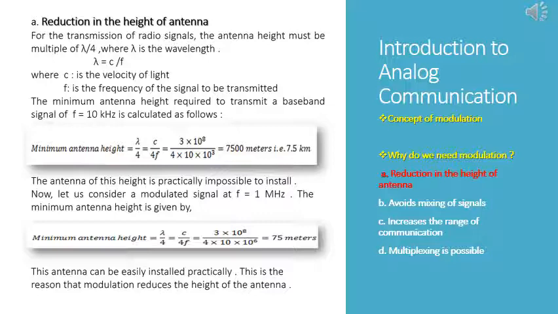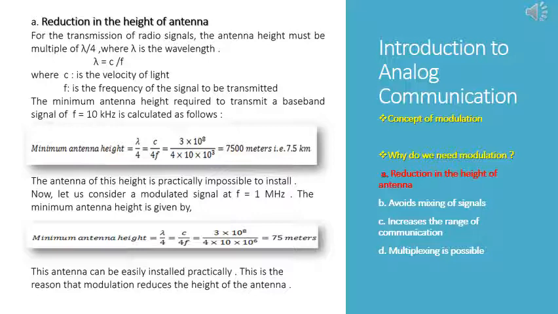Even nowadays in a mobile there are several antennas built in, of such narrow size that we can't even see them; multiple antennas are put together. So the size of the antenna is very important. For any radio signal, we know that the antenna height must be a multiple of lambda by 4, or simply lambda by 4, where lambda is the wavelength. Lambda is equal to c by f as per the formula, where c is the velocity of light and f is the frequency of the signal that we are transmitting.